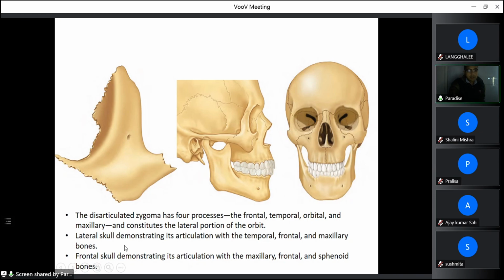In the second figure, the lateral view is demonstrating its articulation with the temporal bone, frontal bone, and maxillary bones. With the temporal bone, it articulates and forms the zygomatic arch. From the zygomatic arch, there is origin of masseter muscle. Superiorly, the zygomatic bone articulates with the frontal bone. It forms the zygomatico-frontal suture, or it is also known as frontozygomatic suture. Medially, it articulates with the maxillary bone and it forms the zygomatic-maxillary buttress, as well as it forms the infraorbital rim.